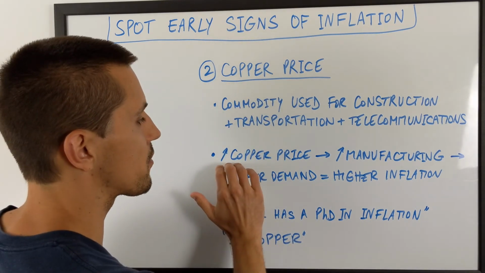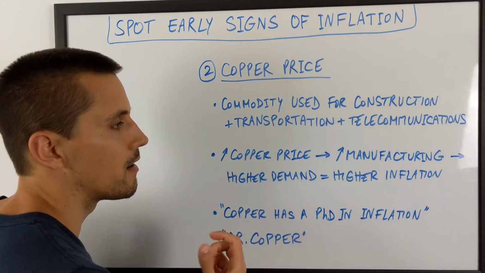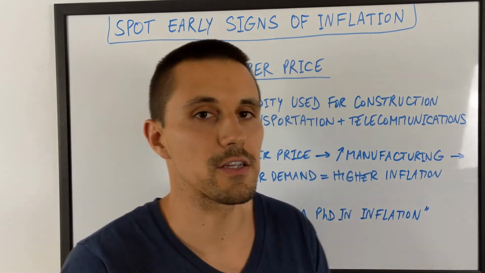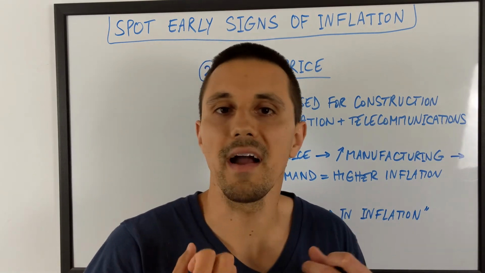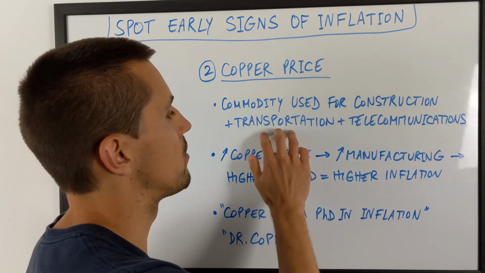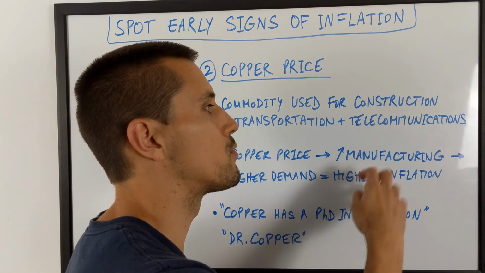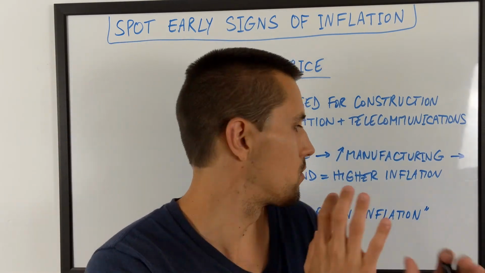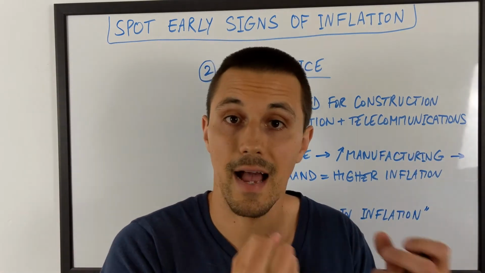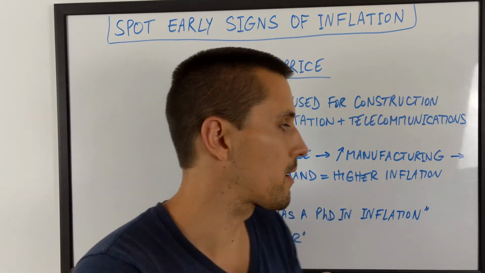Well, if the copper price is going up, it usually means that a lot of manufacturing is following. Why are you buying copper? Well, to build something, or some transportation, or to improve telecommunications, okay? So the increase of the copper price means that there is high demand. People are buying a lot of copper.